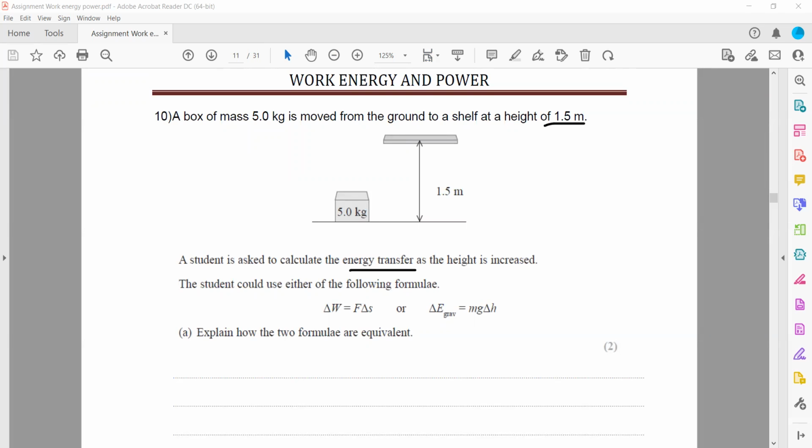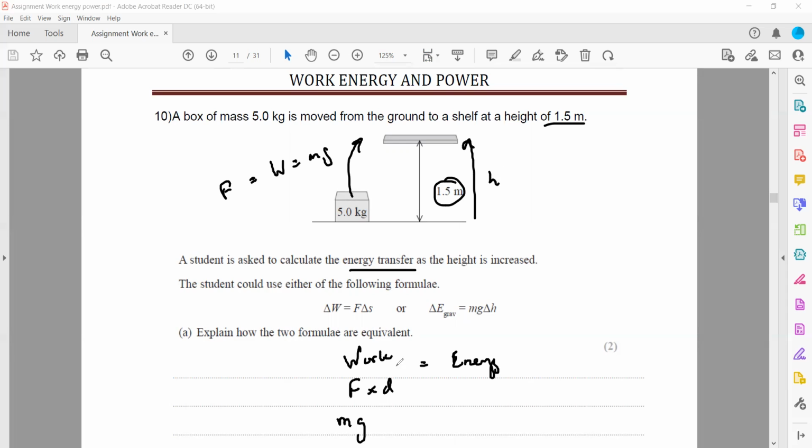Basically, whenever work is done, energy will be transferred or stored. So work done is equal to energy. What about work done? Work done is force times distance. And whenever we are lifting an object, the force which we need is equal to the weight of the object. And the weight of an object is mass times gravity. So in place of force, we can write mass times gravity. And the distance which we move is h, the height, so mgh. So the work itself is equal to energy, which is mgh.